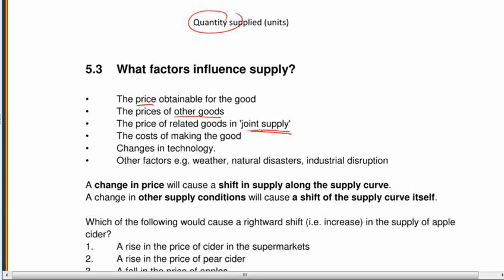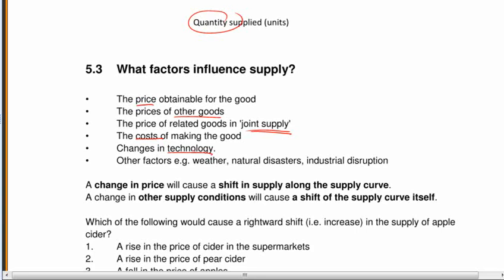Costs of making the good. Okay, if our costs fall, then we may well produce more. If our costs go up, we may well produce less. So the firm's costs will influence the amount of supply that it's willing and able to provide. Technological changes. Yeah, as technology advances, firms can produce more. Yeah, they become more efficient, they become more productive.